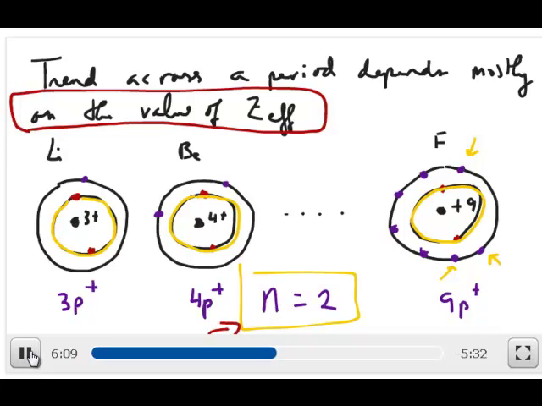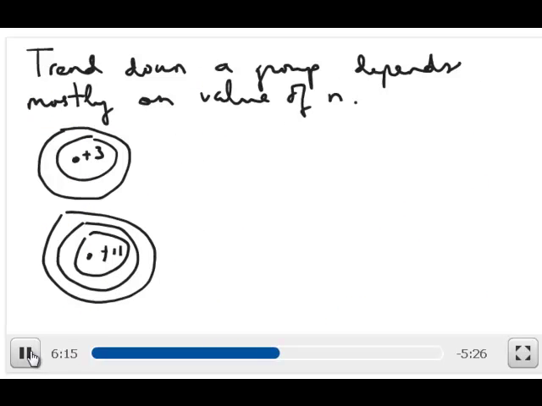Okay, let's now talk about elements down the group in the periodic table. The trend will be governed primarily by the value of n, or the principal quantum number. Why is that? Let's take a look at an example here.